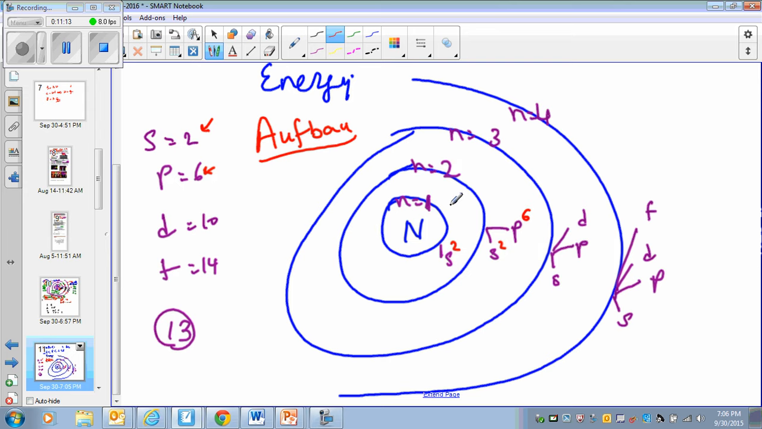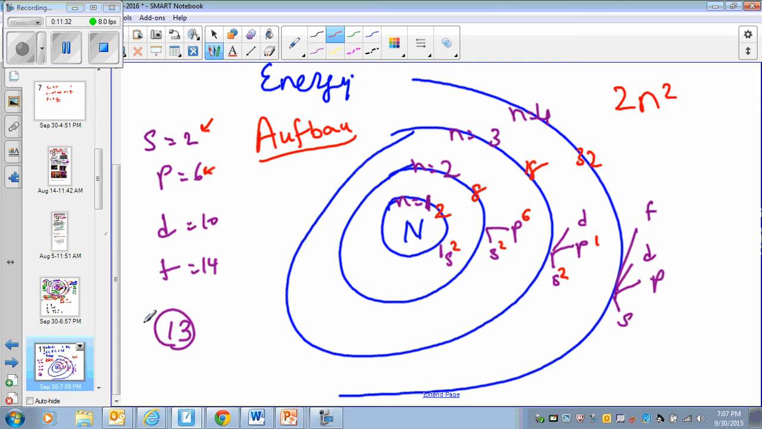So this is complete. Because remember, with 2n squared, I had the numbers 2, 8, 18, 32. So the 2 here is the S, and the 8 is 6 and 2. Let's see how many electrons I'm done with so far. 6 plus 2 is 8, plus 2 is 10. I have 3 more to go. So again I go to S and I put 1 here.